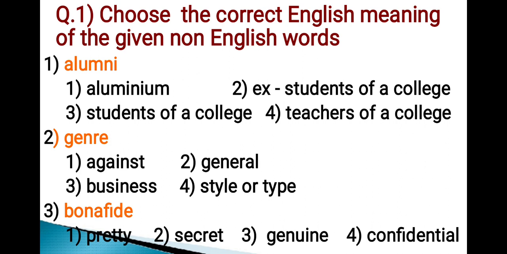Next word is bona fide. Options are pretty, secret, genuine, confidential. Out of these four options, option number 3, that is genuine, is the correct English meaning of the given non-English word. Hence, the correct answer is option number 3.